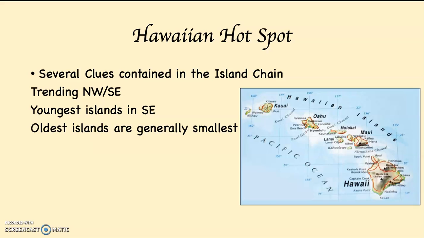The oldest islands are generally the smaller islands. And the big island is the only island that has an active volcano on it, which sits kind of in the southeast of the island itself. This is where Kilauea is at, the most active volcano on the planet.